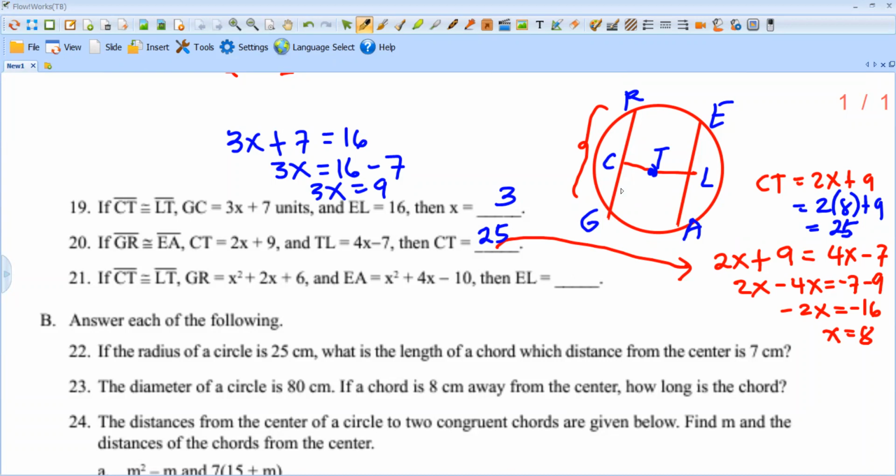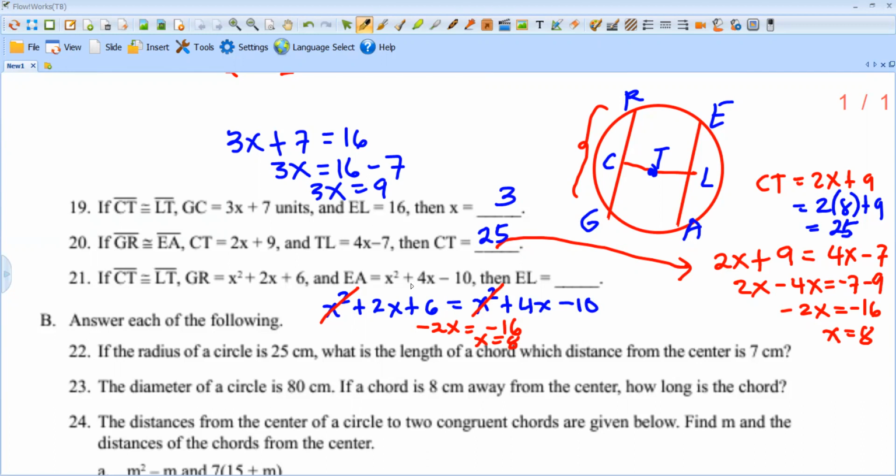And GR is equal to x squared plus 2x plus 6, and EA is x squared plus 4x minus 10. So they are equal again. What is EL? EL is half of EA. So let's get first x squared plus 2x plus 6 is equal to x squared plus 4x minus 10. So what are we going to do? We combine like terms, so we cancel that. 2x minus 4x is negative 2x. And negative 10 minus 6 is negative 16. So x therefore is 8.